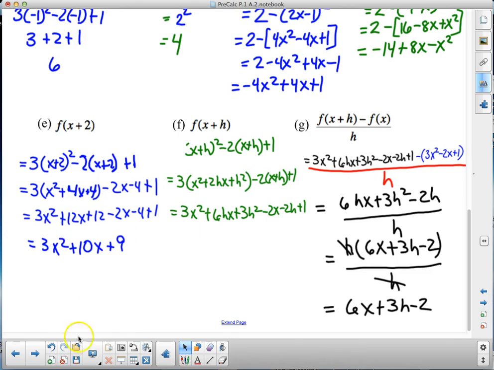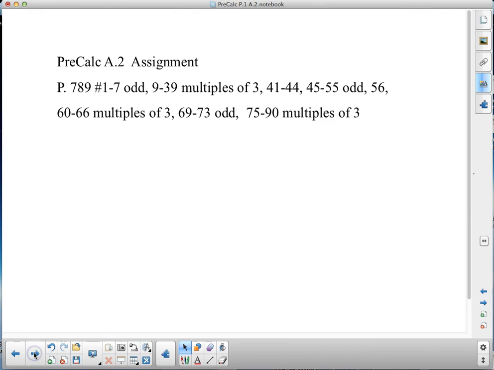So let's move on and let's get that going to our assignment, because we are done with working on factoring. So Pre-Calc A.2 assignment, page 789, 1 through 7 odd, 9 to 39 multiples of 3, so you can go 9, 12, 15, 18, and so forth, all the way up to 39. 41 to 44, 45 to 55 are odds, 56, and then 60 to 66, again, multiples of 3, 69 to 73 odd, and 75 to 90 multiples of 3.